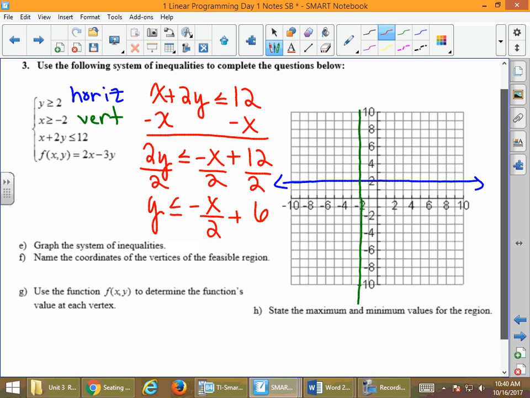What's that number in front of the x? Negative 1/2. And we need that for our slope. Our y-intercept is 6. Our slope is negative 1/2. And here's the 6. And it's down 1 to the right 2, down 1 to the right 2, down 1 to the right 2, down 1 to the right 2. We can go up 1 to the left 2, up 1 to the left 2.